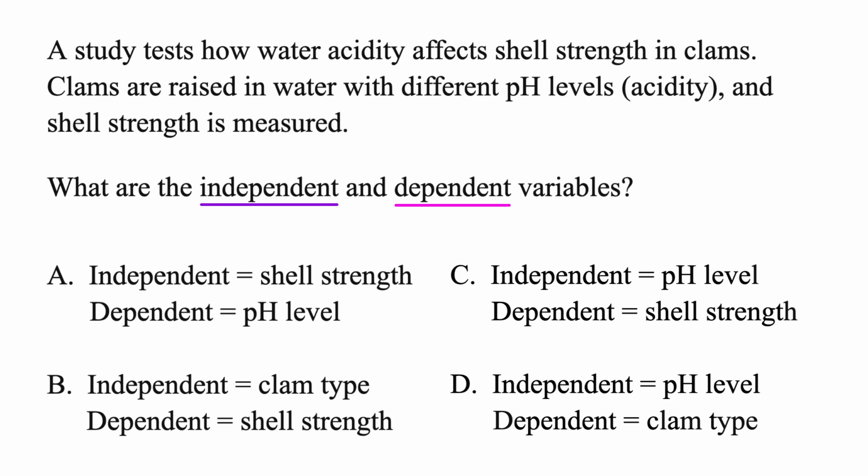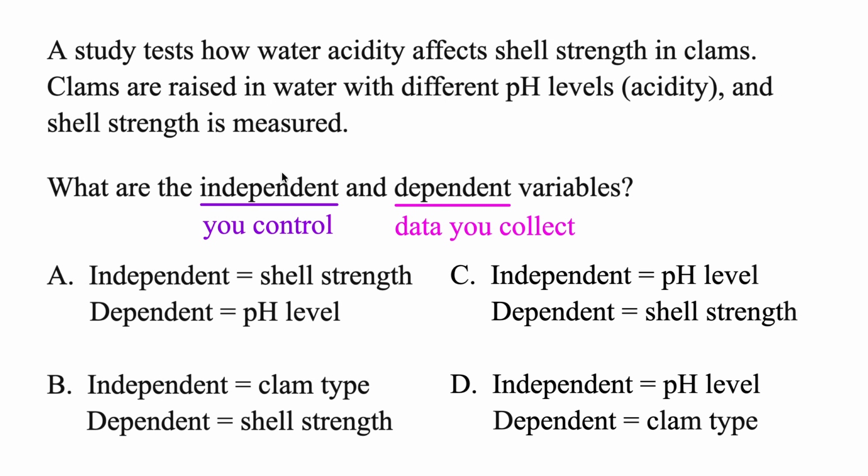Okay, this time we're going to look at both independent and dependent variables. Which one is which here? Well, we know we control the independent, we know the dependent is the data we collect, so let's find both of these here. A study tests how water acidity affects shell strength in clams. Clams are raised in water with different pH levels, acidity, and shell strength is measured.